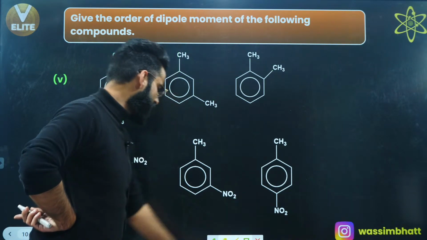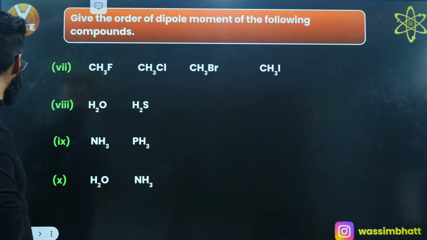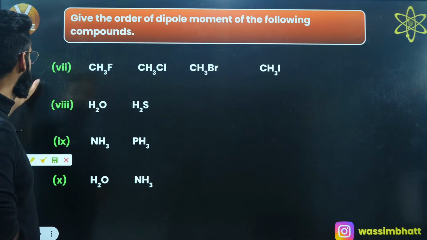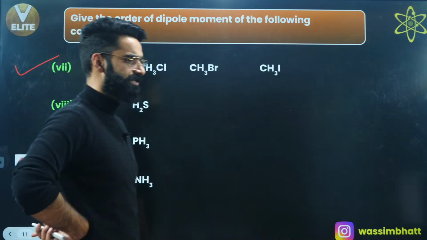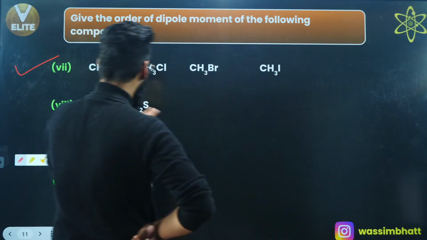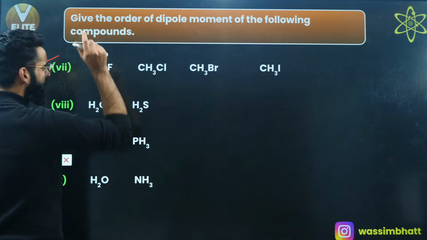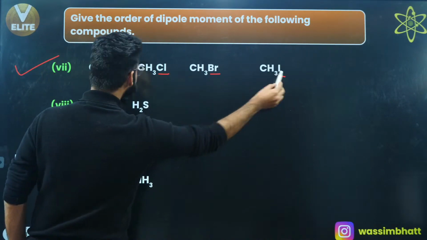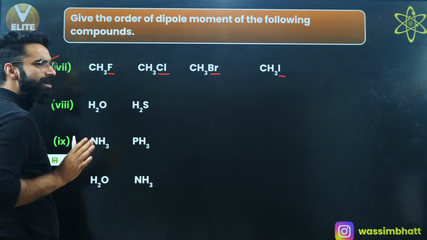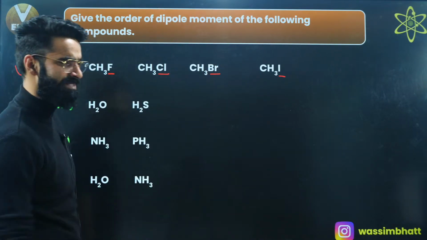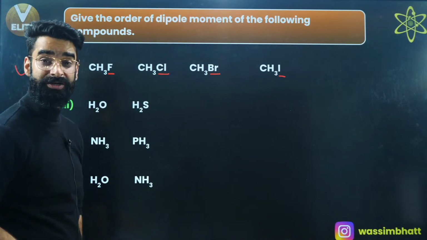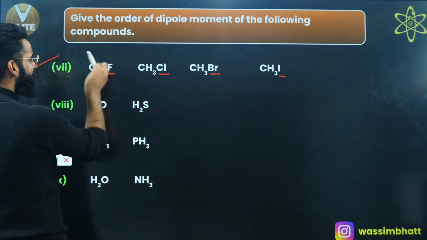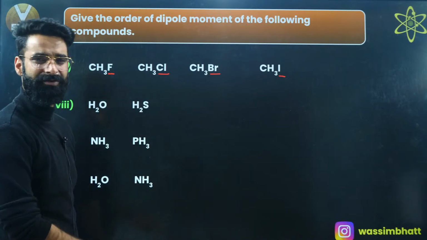Okay, so let me take a few more examples. Let me see if you can solve these examples as well. This one is important, guys. See, normally, if I look at this question, I need to give the order of dipole moments. I'll say fluorine being more electronegative than chlorine, then bromine, then iodine, so fluorine will have maximum charge among all the halogens. If fluorine is going to have maximum charge, the net dipole moment of this molecule should be maximum, right?